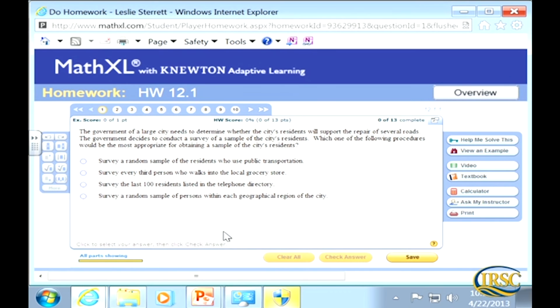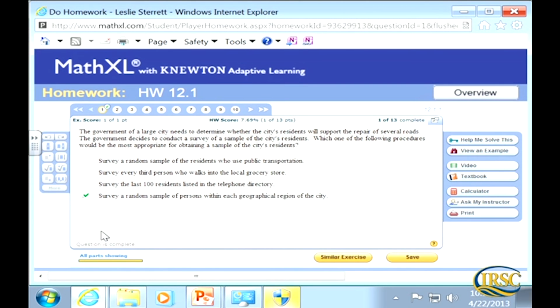Choice 1 is a survey of a random sample of the residents who use public transportation. Choice 2 is a survey of every third person who walks into the local grocery store. Choice 3 is a survey of the last 100 residents listed in the telephone directory. And choice 4 is a survey of a random sample of persons within each geographical region of the city. So choice 1, 2, 3, or 4, which one would be the best sample to choose for this study? I see a majority of 4.